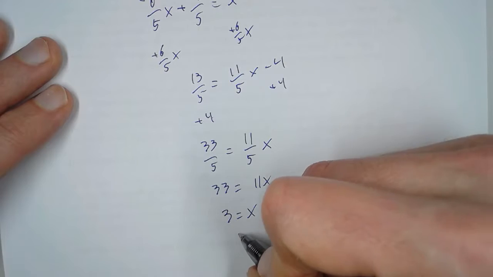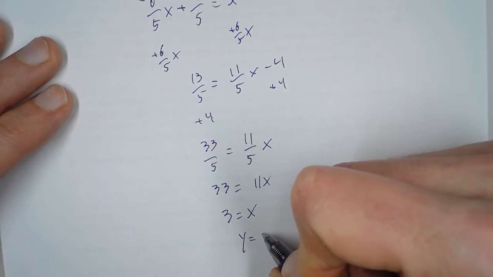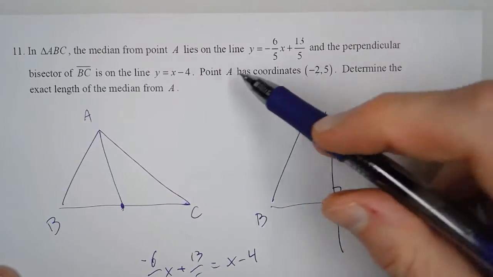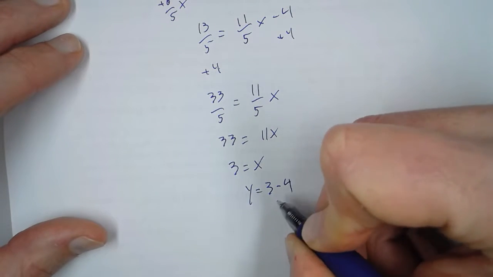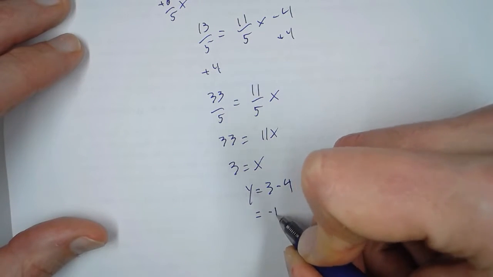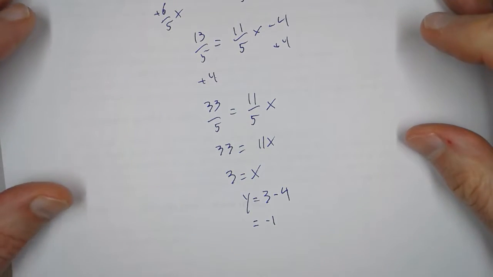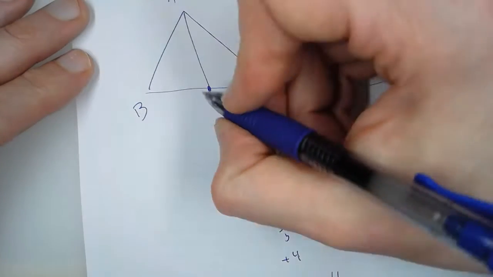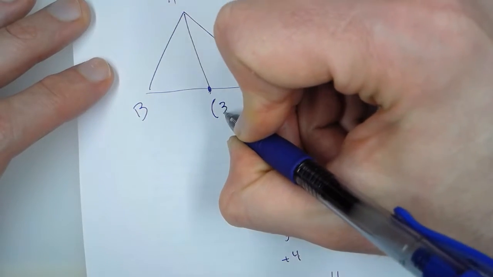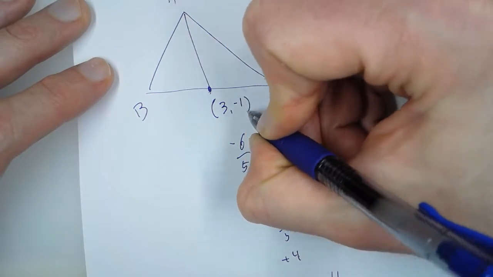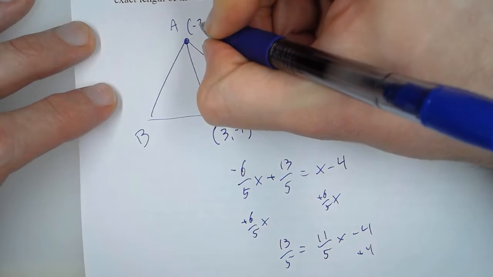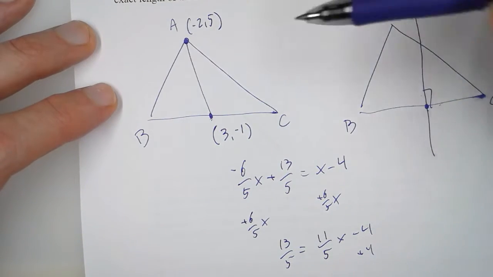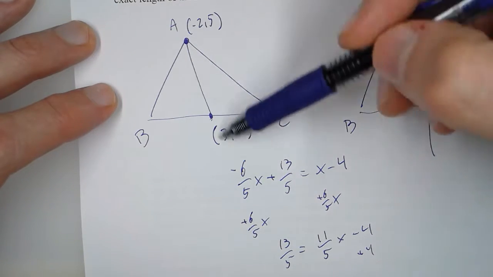Now to get the y coordinate, I can use either equation, but I'm going to use the easier one, y equals x minus 4. So y equals 3 minus 4, so y equals negative 1. Now we know that this is the point 3, negative 1, and we know that point A is negative 2, 5.